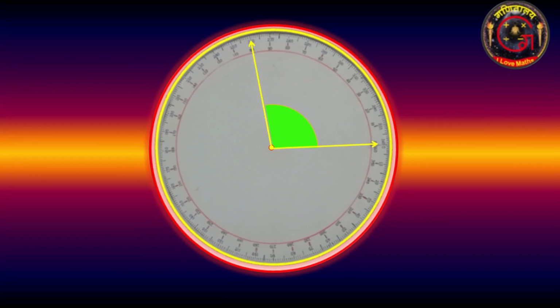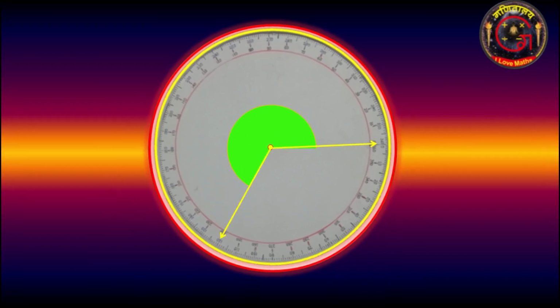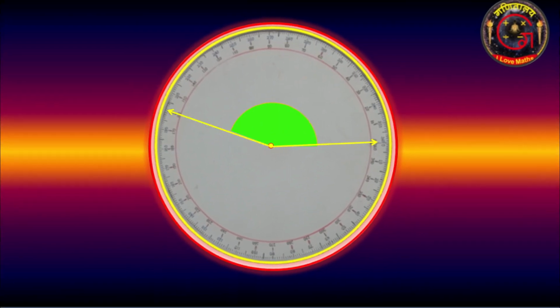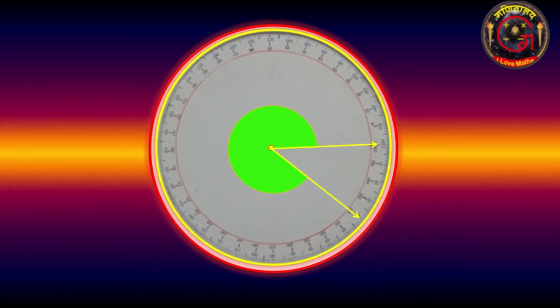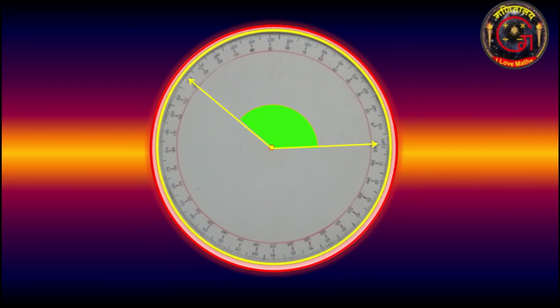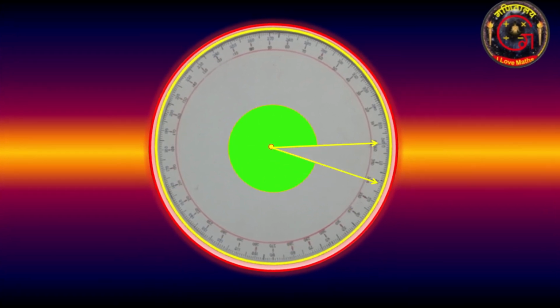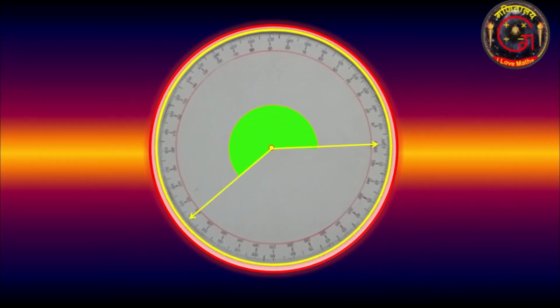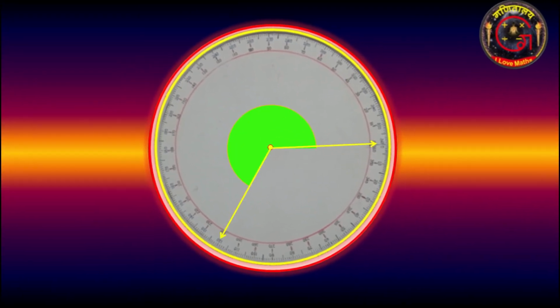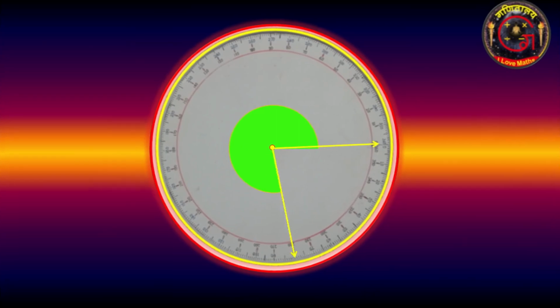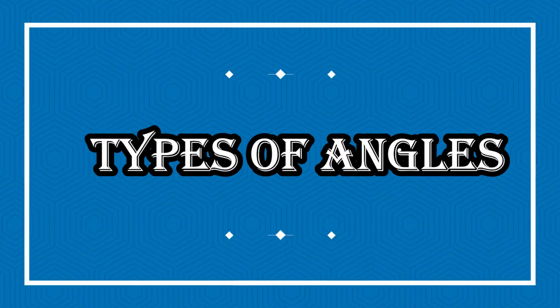This way, the second arm may continue its rotation and the angle may take values through 361 degrees, 362 degrees, 363 degrees, and so on. And this rotation may continue infinitely, adding a 360-degree angle with each successive rotation. Now I am going to tell you about different types of angles.